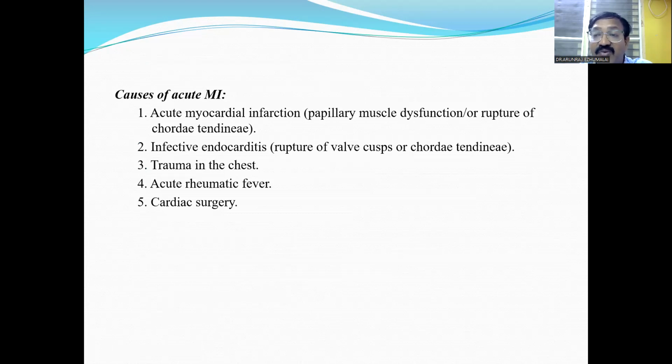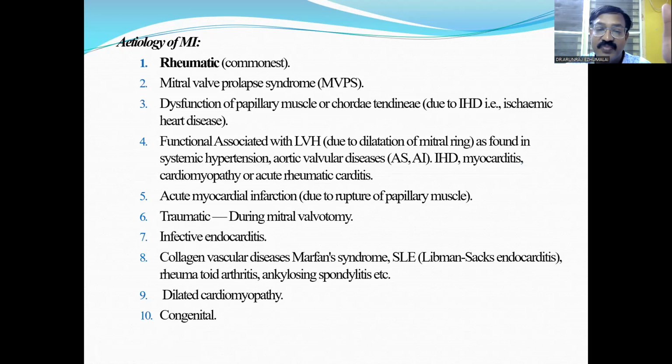Causes of acute mitral incompetence are also commonly asked. Acute myocardial infarction, papillary muscle dysfunction, and ruptured chordae tendineae may produce acute mitral regurgitation. Infective endocarditis may cause a ruptured valve cusp or chordae, and that also may produce mitral regurgitation. Any blunt injury or trauma may produce it. Acute rheumatic fever may cause a mitral regurgitation murmur. Post cardiac surgery, such as balloon valvotomy for mitral stenosis, may produce mitral regurgitation. So these are the causes for acute MR, and these are the causes for chronic MR.